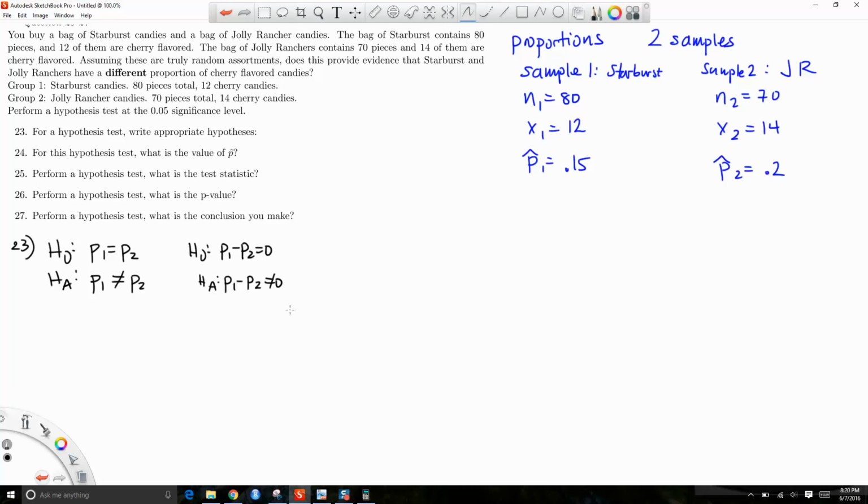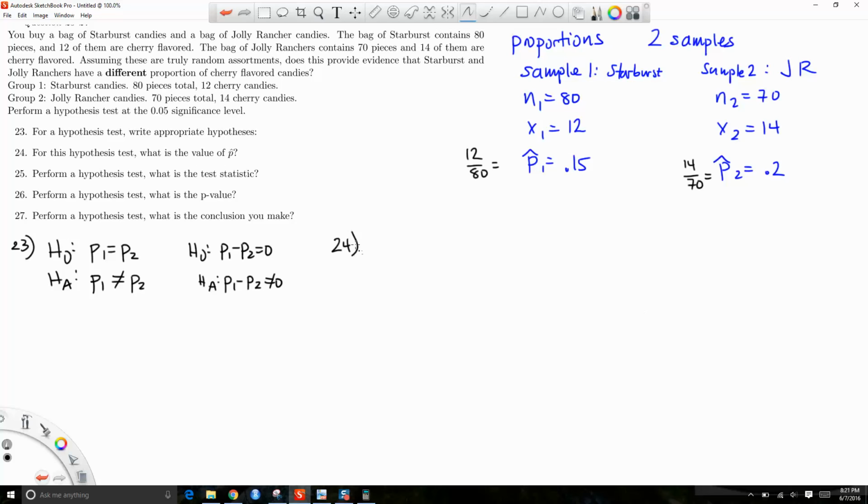Where did you get the p-hat 1? P-hat 1 is just 12 divided by 80, right? So you take the number of cherry candies out of the sample size. And then over here, for p-hat 2, 14 divided by 70 is p-hat 2, the proportion for that sample.